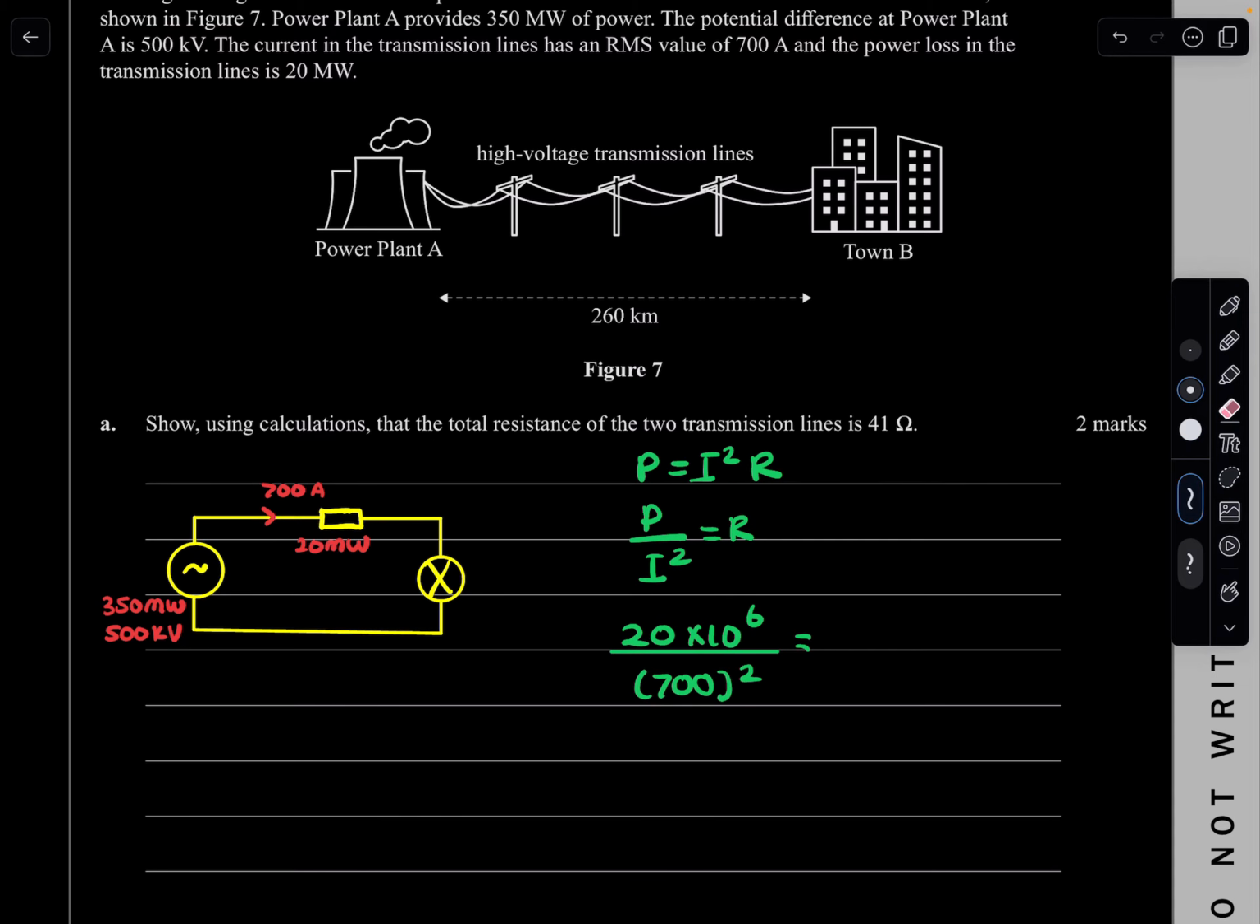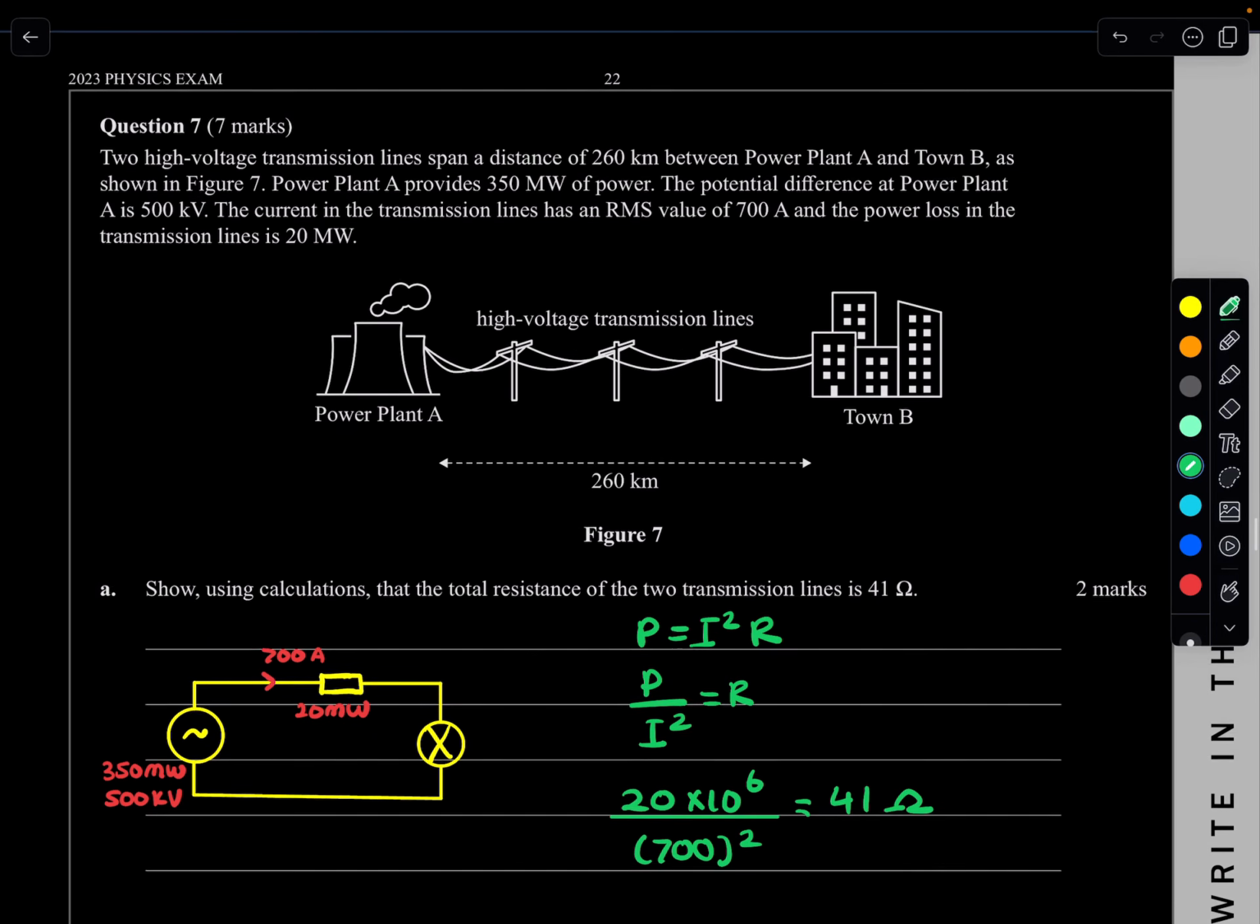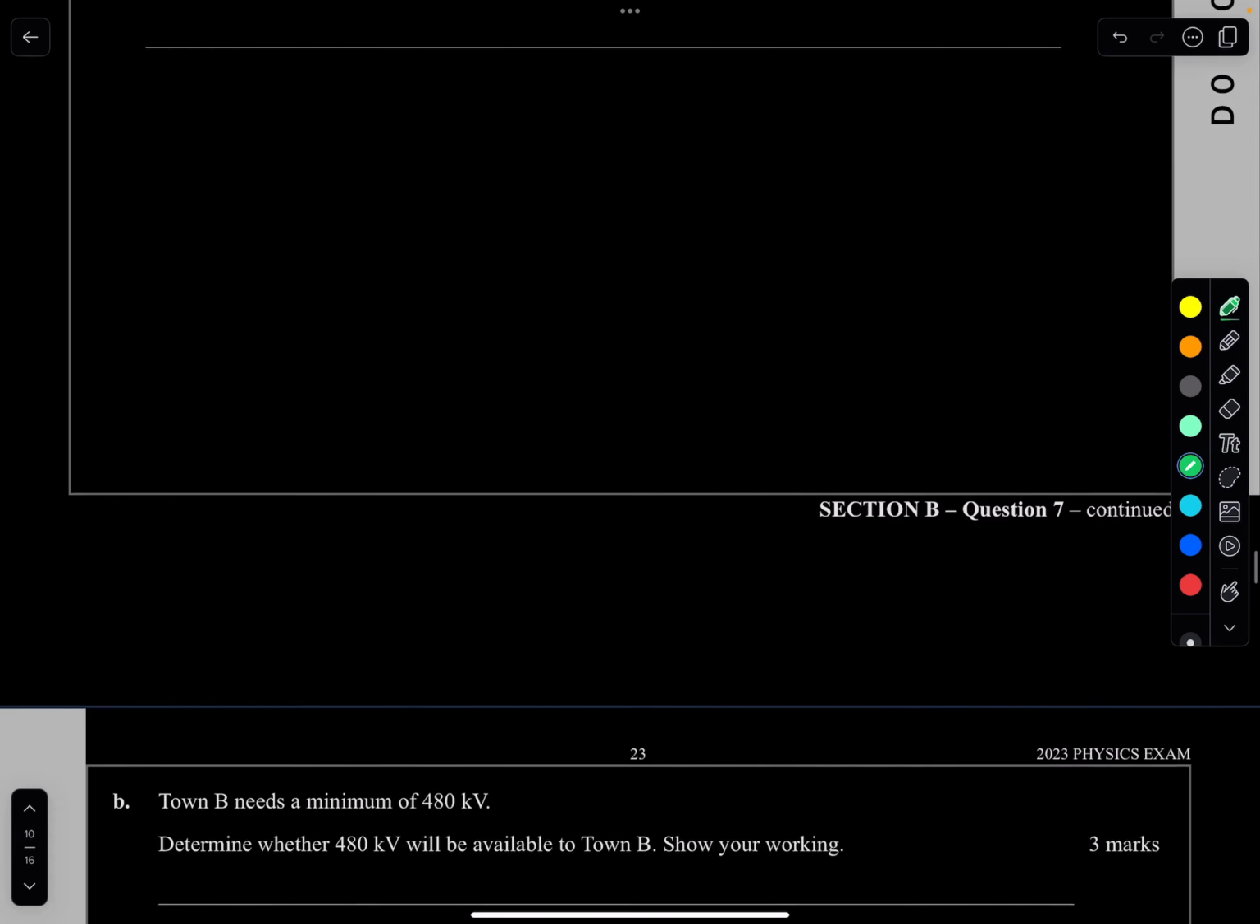That was going to give me 40.8, which is basically 41. So I'm going to write 41 ohms, basically. That's it. Easy. Next question.